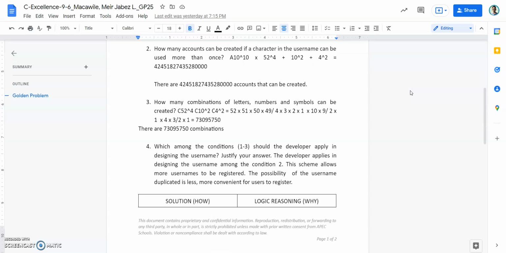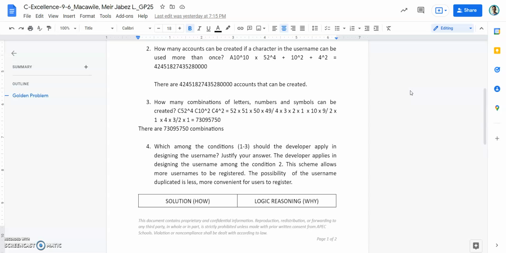Here is number 3. How many combinations of letters and numbers and symbols can be created? So C 52 raised to 4, C 10 raised to 2, C 4 raised to 2 is equal to 52 times 51 times 50 times 49 over 4 times 3 times 2 times 1 times 10 times 9 over 2 times 1 times 4 times 3 over 2 times 1. So equals to 73 billions of combinations. So that's more lot.